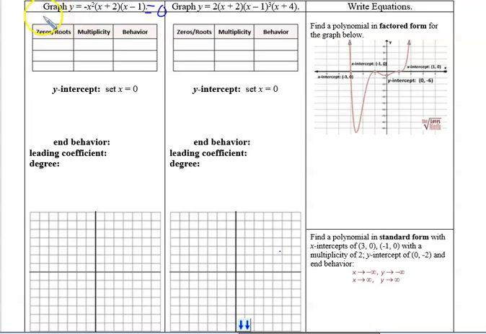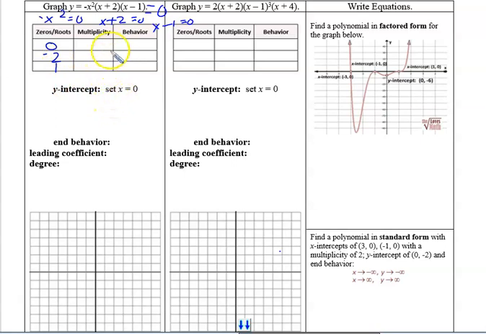So I can take each of these pieces and set them equal to 0. So negative x squared equals 0, x plus 2 equals 0, and x minus 1 equals 0. And when I do that, I'll end up with 3 zeros or 3 roots, one of which is going to be 0. That's from the x squared equals 0. We also have x equals negative 2, and then we'll also have x equals positive 1.